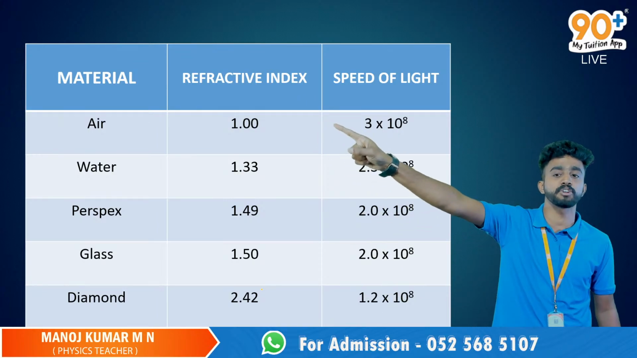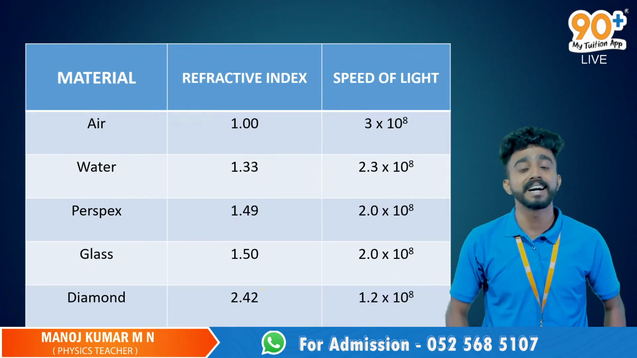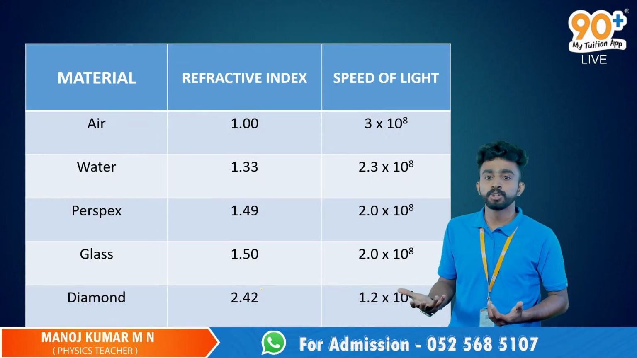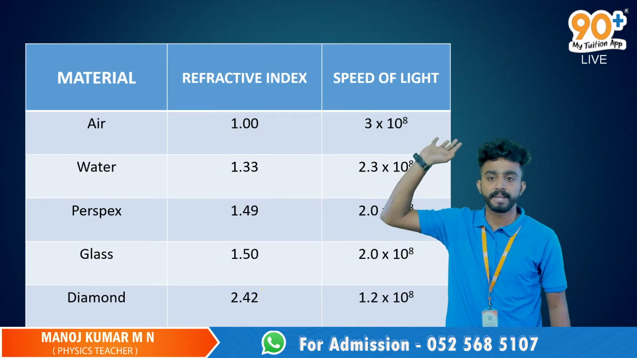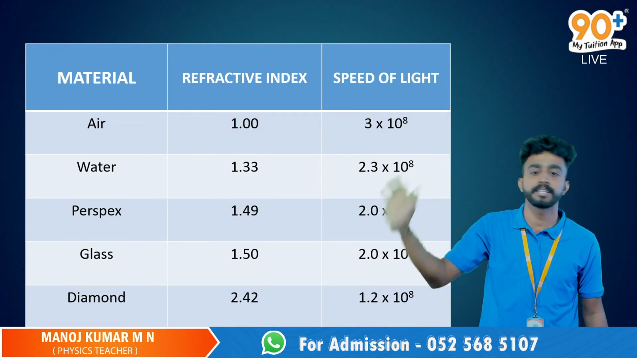Some of you are asking, sir, what is the value of refractive index in vacuum? It will be the same as of air. Got it? Because air doesn't need a medium to travel. So it will be the same in air and vacuum as well. Got it, everyone? Speed of light in vacuum will be the same, 3 into 10 raised to 8.